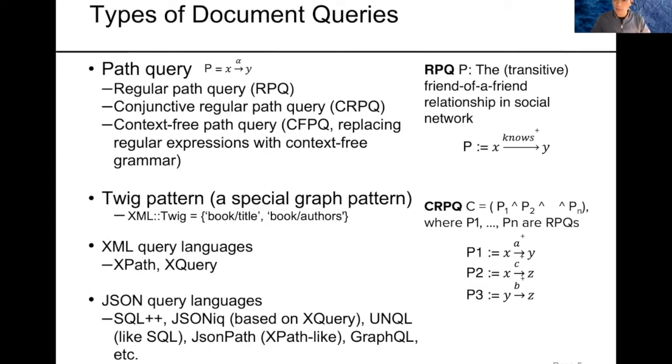With the regular path query, we can specify the friend-of-friend relationship in a social network. Suppose we have several regular path queries. By applying the conjunction, we can get a conjunctive regular path query.